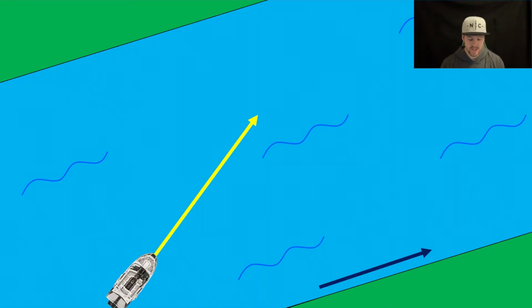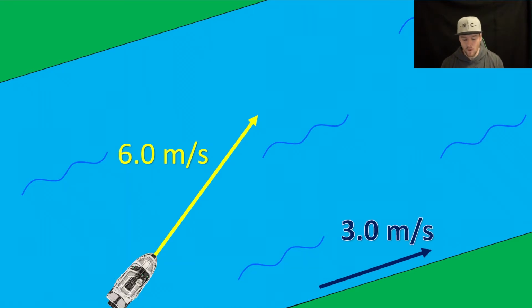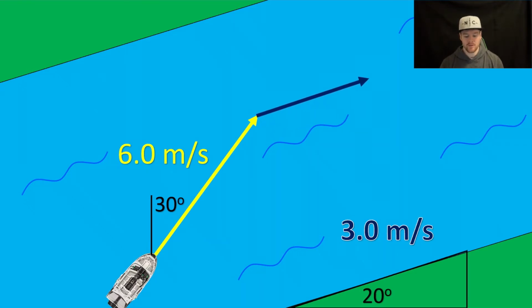So first, some information about the question. Let's say that the boat is going at 6 meters per second and the water is going at 3 meters per second. We also need to know the angles. So let's say that the river is 20 degrees from the horizontal, or 20 degrees north of east, and that the boat is traveling at 30 degrees from north, 30 degrees from the y-axis. When we add these vectors head to tail, we can get the resulting vector from that. We add the two components head to tail and we get this resultant.